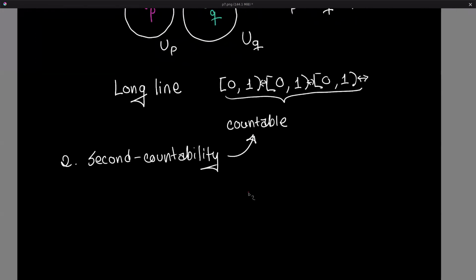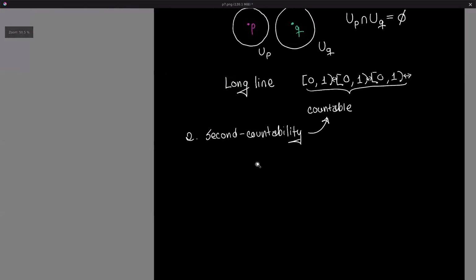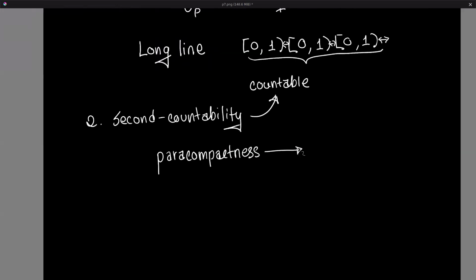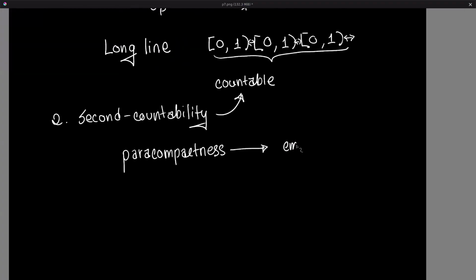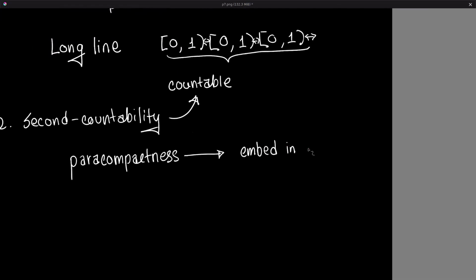Second countability ensures that this basis is countable, and along with the Hausdorff property, it's equivalent to this thing called paracompactness, which has the niceness property that we can always embed it. I never keep straight whether it's embed or imbed, but we can embed it in sufficiently high dimensional Rn.